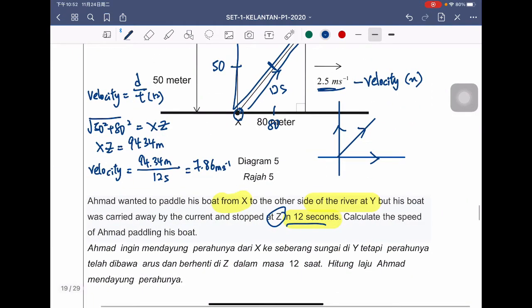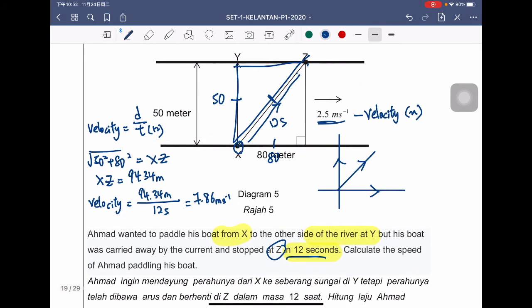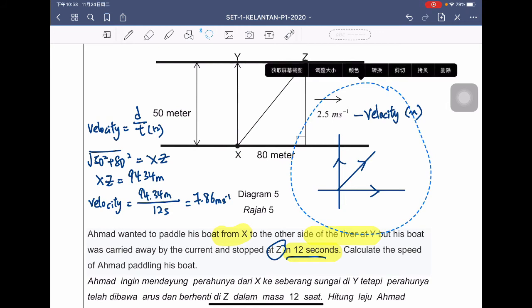But now the question wants us to find out the speed for him to paddle his boat in the y direction, from x in the y direction. Okay, so how can we find the velocity for him to paddle his boat in the y direction? Actually, we will use the same theory, the theorem of Pythagoras. Okay, so I try to delete here first and also here.